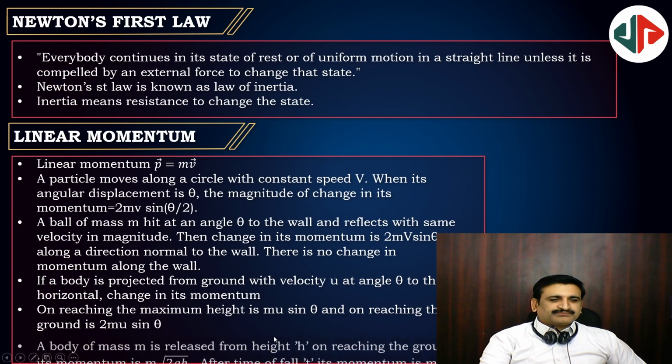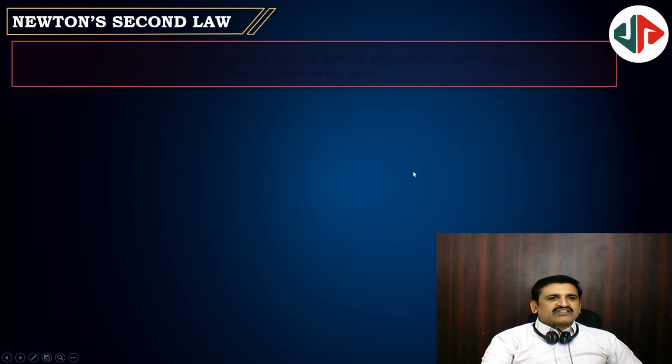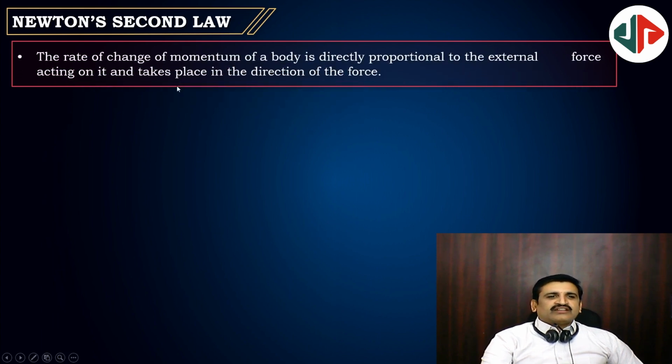Okay, next. If the body of mass m is released from height h, on reaching the ground its momentum is mv, so that is m root 2gh. Okay, next. Newton's second law. Newton's second law is not F equal to ma. Newton's second law is rate of change of momentum produced in a body is proportional to the net force applied on it, right? So the rate of change of momentum of a body is directly proportional to the net external force acting on it.